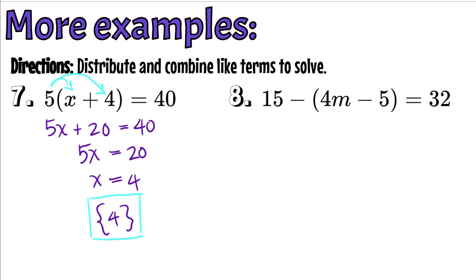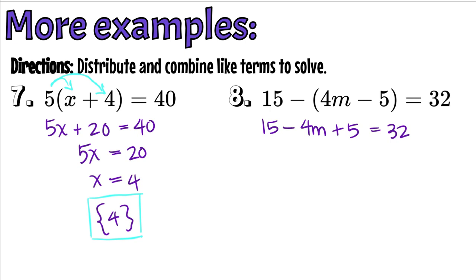So in number 8, we have 15 minus the quantity 4m minus 5 equals 32. In this example, we're distributing the negative, and you can almost think of it as you're multiplying by -1 by each of those terms. So the 15 is just itself, and I'm subtracting 4m minus 5. So I'm subtracting 4m, and then I'm subtracting -5. So subtracting -5 means a plus 5, and that's equal to 32.